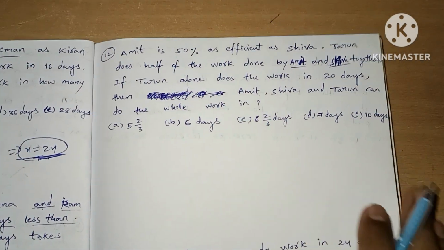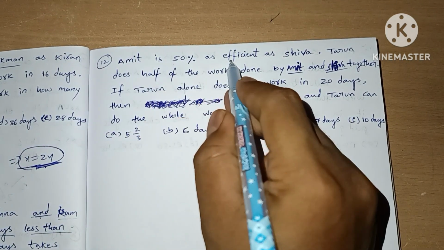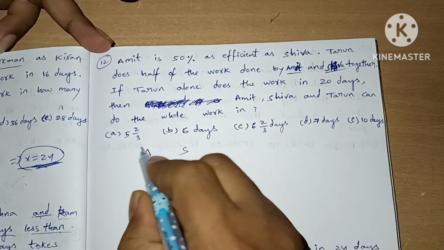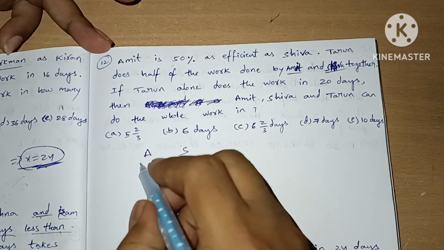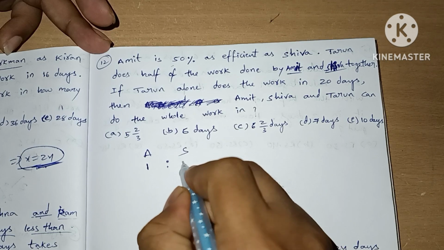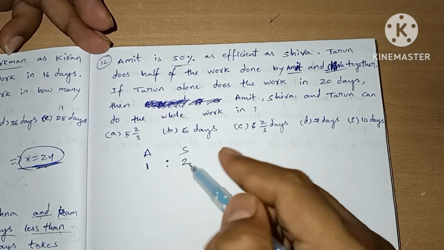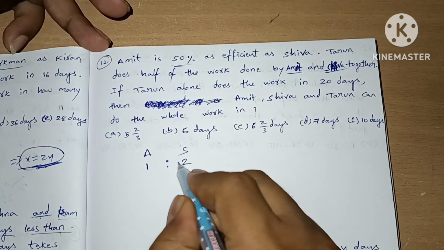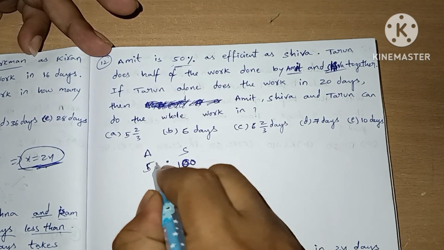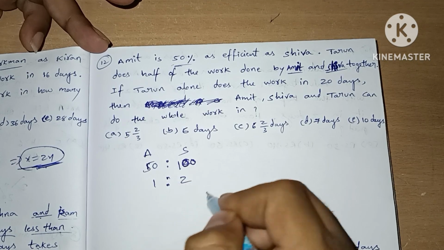Next, we are going to see question number 12. Amit is 50% as efficient as Shiva. So what it means is, between Amit and Shiva, Amit is half. So Amit is only half as efficient as Shiva. This is what it means. For clear understanding, Shiva is 100%, Amit is only 50%. So it is 1 part and 2 parts. The ratio of these two is 1:2.